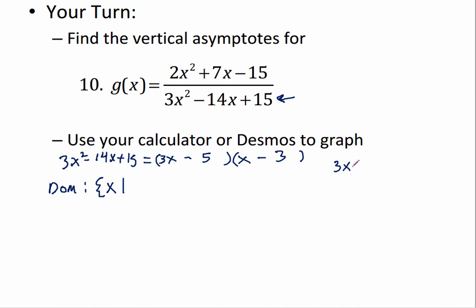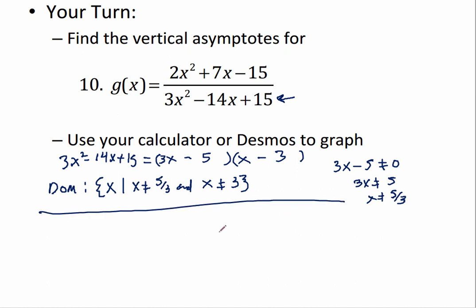So that would say 3x minus 5 is not equal to 0, or what? 3x is not equal to 5, or x is not equal to 5/3. Okay, so x not equal to 5/3 is one of my restrictions for my domain. And then the second one, hopefully that one's a little bit more obvious, I don't need to do it for you, x cannot be equal to 3. Now those are the way I would define my domain.